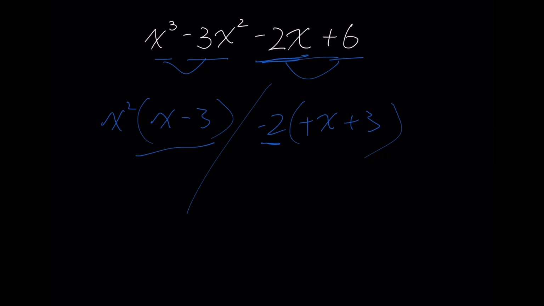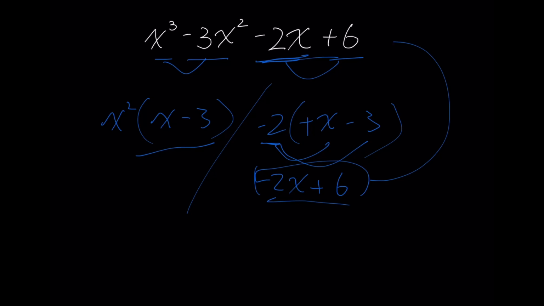Positive x. So multiply this out, we will get negative 2x. And here, negative 2x times positive 3, that's negative 6. That won't work. So negative times negative becomes a positive. So negative 2 times negative 3 becomes positive 6. Now, this also matches the top while keeping x minus 3, same as the left side.